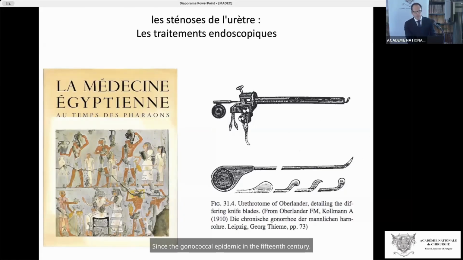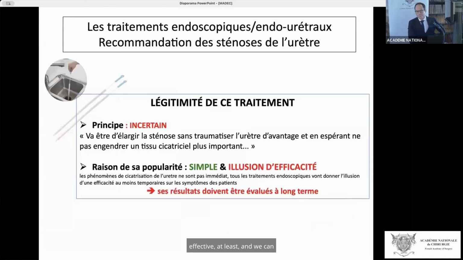Since the gonococcal epidemic in the 15th century, we started trying to dilate all patients with every type of instrument we could find. But unfortunately, this treatment is not very effective, at the least, and we can question its legitimacy. The principle of this procedure is still quite uncertain. What is the goal ultimately? It's to try to widen the stricture without causing further trauma, and hoping that the widened area will be recolonized by healthy urothelial tissue, which is rarely the case.